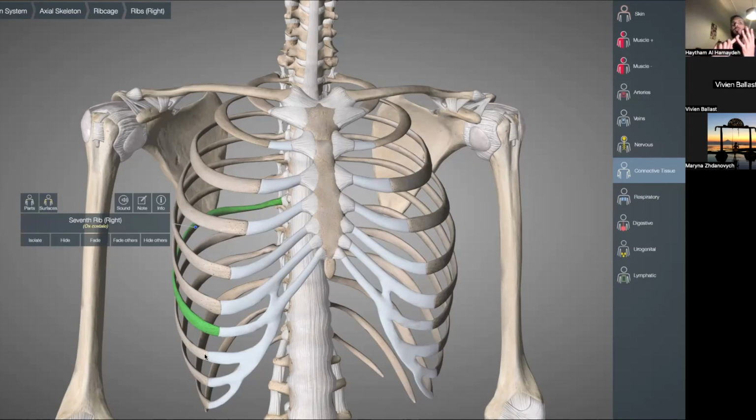Ribs 1, 2, 3, 4, 5, 6, 7 are true ribs, and they articulate directly with the sternum by their costal cartilage. Ribs 8, 9, 10 are false ribs. What is a false rib? A false rib is a rib that does not articulate with the sternum directly. Okay? So what do they articulate with?